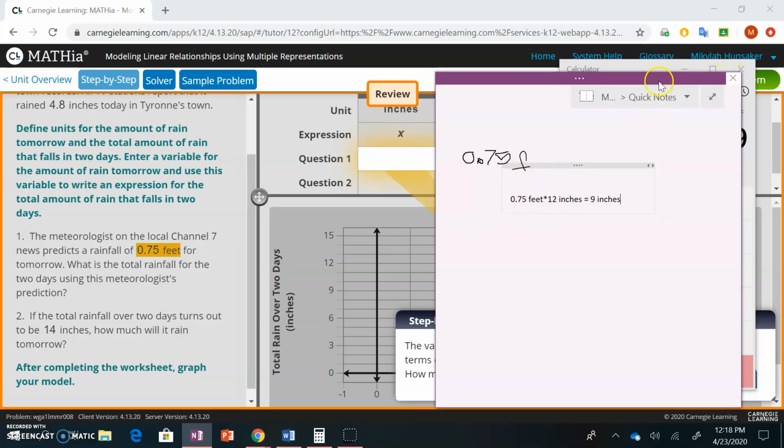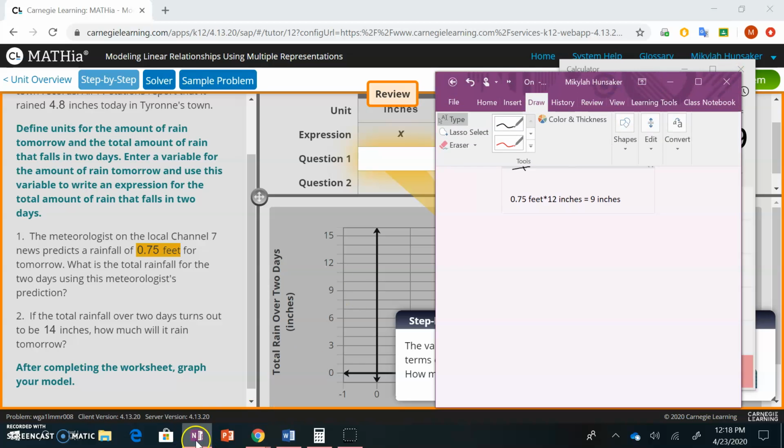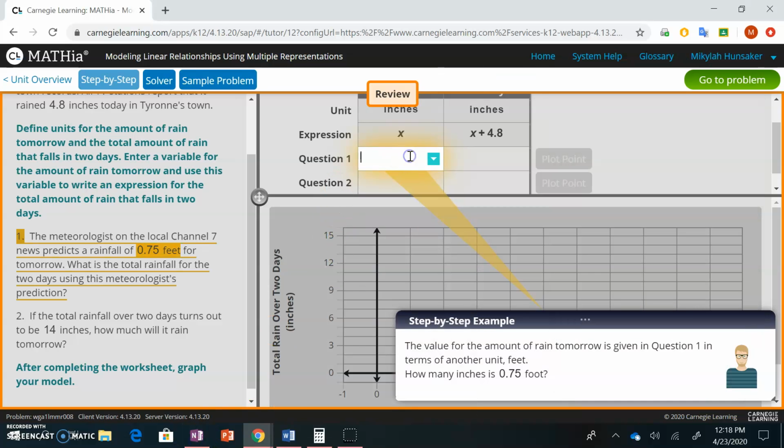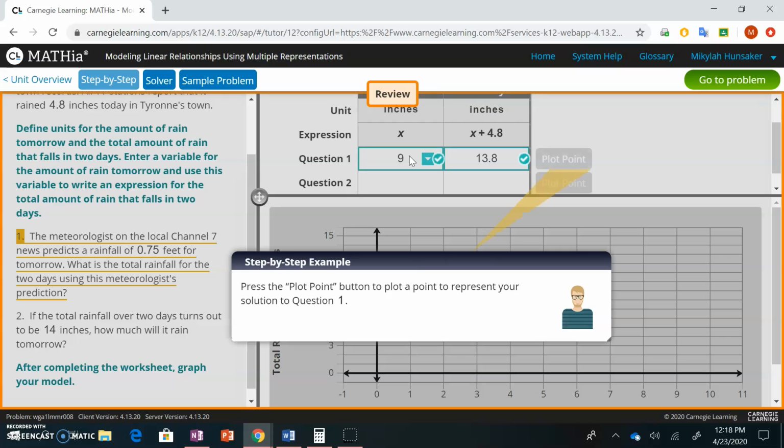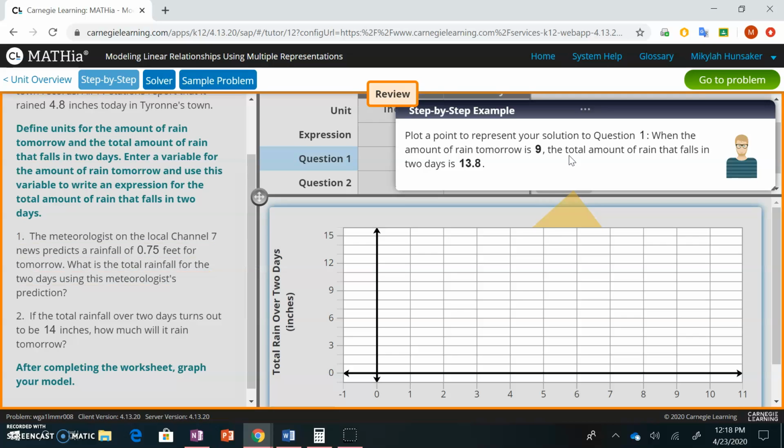So what I'm going to do is put this back down, type my 9 in there, press enter. All right. Oh, interesting. It did it for us. It took 9 and did 9 plus 4.8, gave us that 13.8 inches in 2 days. So we're going to press this plot point button, and then plot a point to represent your solution.